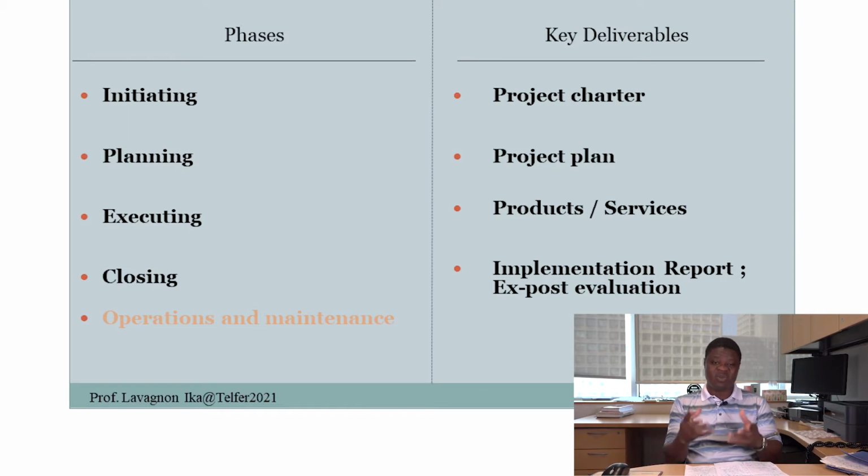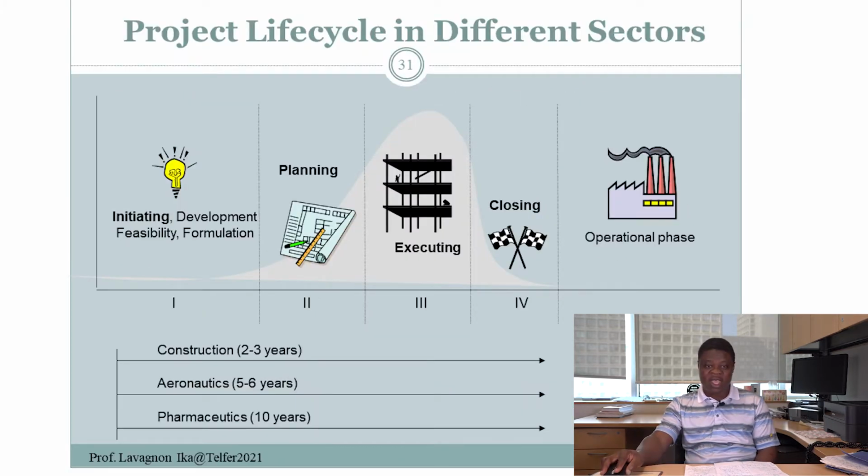So if we use the PMI jargon, the initiation phase leads to what is called a key deliverable, or a document. I'm talking about documentation here. That is called project charter. And the planning phase will lead to a key document that is called the project plan. The execution phase will lead to the deliverables themselves, the products or services. Think about a computer, think about an iPhone, or a smartphone, or think about a school or a hospital, as I just said. The closing phase will lead to an implementation report or an ex-post evaluation report. So much about the project lifecycle, the project management lifecycle, and the deliverables.